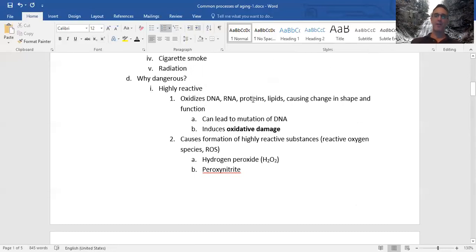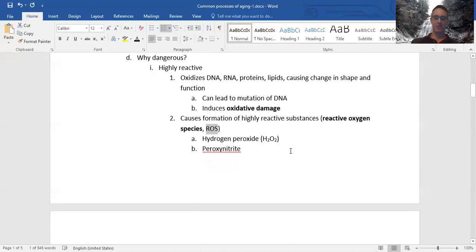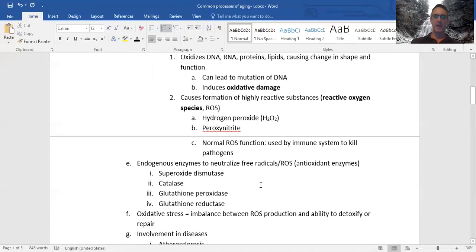In addition, free radicals also cause formation of something called reactive oxygen species, which you'll most commonly see as this abbreviation here, ROS, R-O-S. And these reactive oxygen species, and I'll go through this example list here in just a moment, can also then cause additional damage. So if radicals cause damage, they cause more, and then they produce other molecules which will cause more damage.